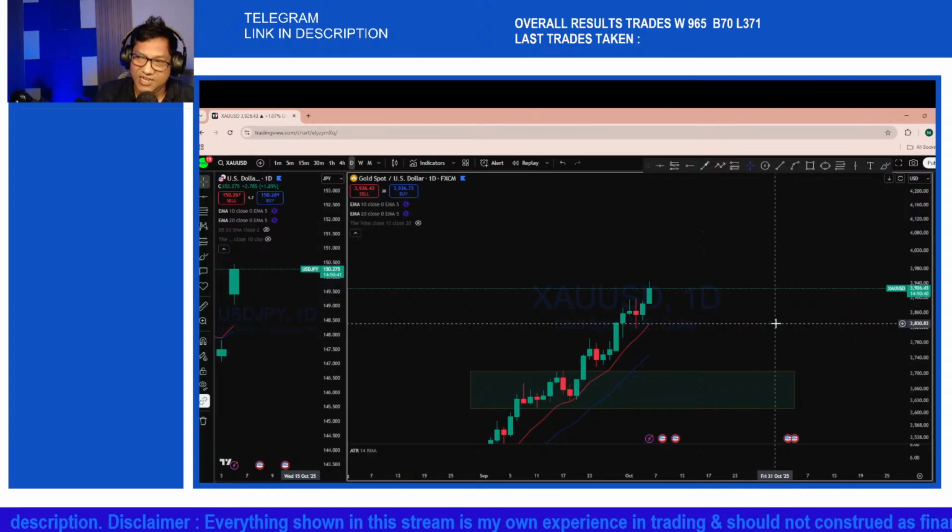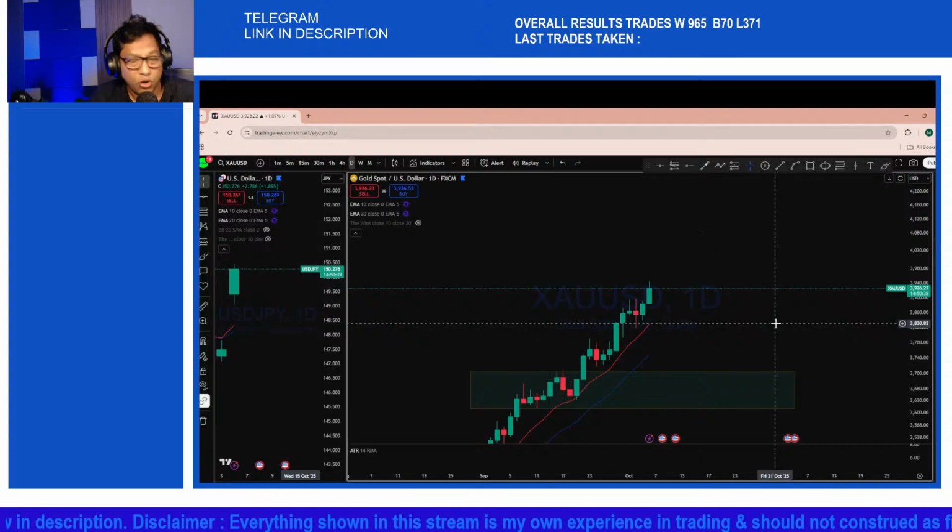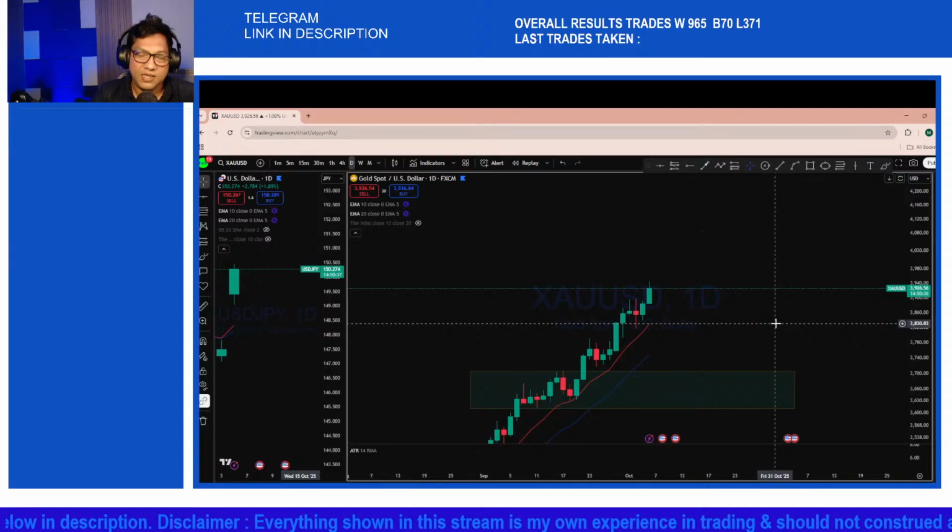The current daily candle, today is the first day of trading weekend. Today's candlestick pattern is super important.